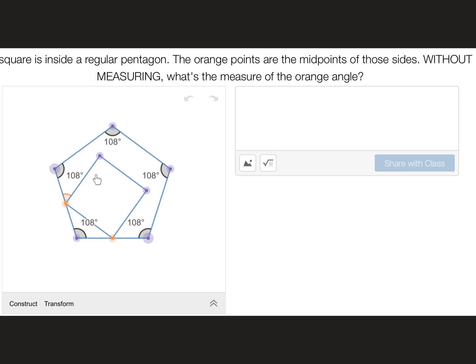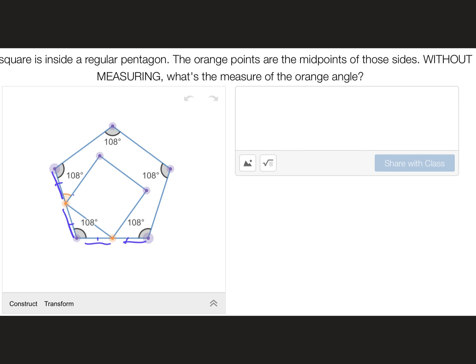This is a square inside a regular pentagon. Regular means that all of the sides are the same and all of the angles are the same. These are midpoints. That means that this and this are the same size as this and this, so we can mark those as being equal. And that's actually one way to figure out this missing angle right here.